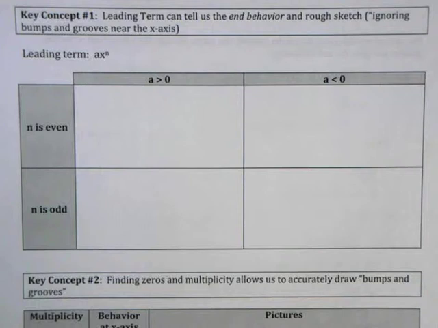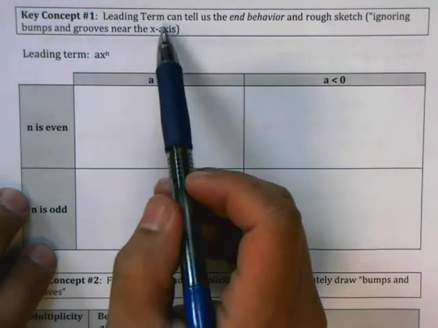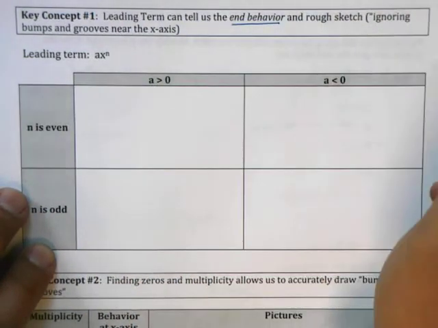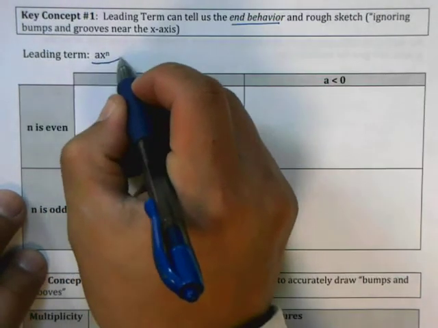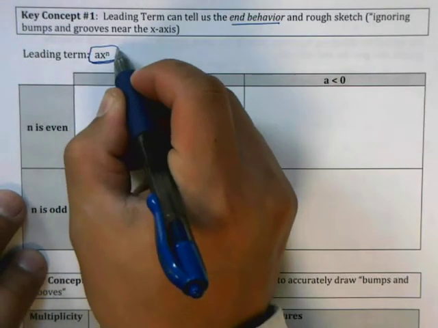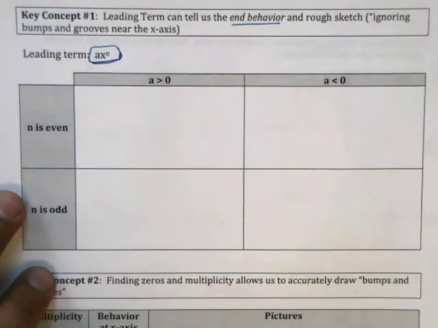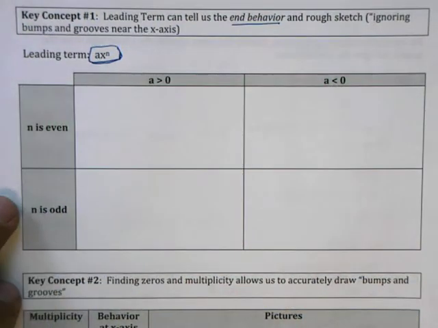So let's start with the first key concept here. The leading term can tell us the end behavior and a rough sketch of the graph. Okay? So the leading term, let's say this is our leading term, and I'm assuming you know what leading term means and you have a firm understanding of that. If you do not, please look at one of the previous videos or ask your teacher for help.